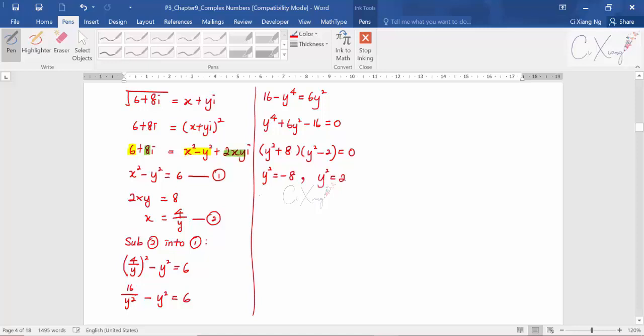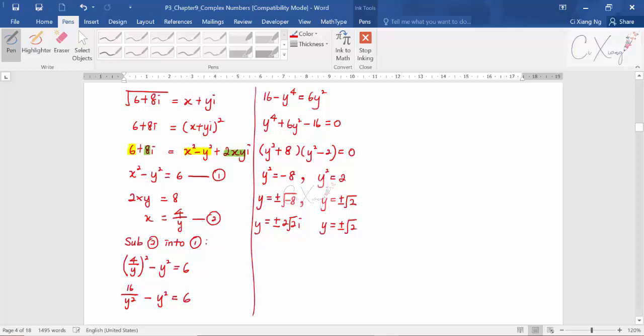So when I have y, it will be equals to plus minus square root negative 8. And then this one is y equals to plus minus square root 2. Okay, so for some students, you may say that you actually want to simplify this one. So if you want to simplify this one, you get plus minus 2 square root 2i for the y. And also for the y here, I'm having plus minus square root 2.